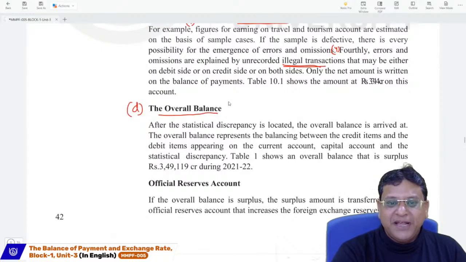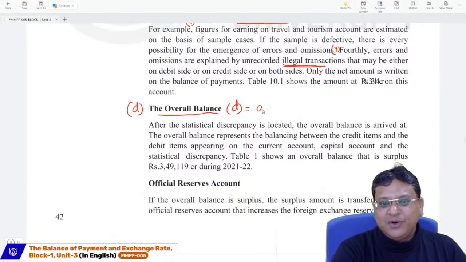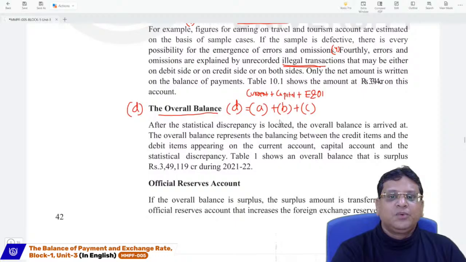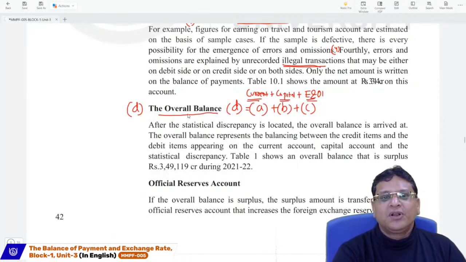If we add A, B, and C, we will get the overall balance. So what is overall balance? Overall balance is D. How is D obtained? D is equal to A plus B plus C. What is A? A is current account. What is B? B is capital account. What is C? C is error and omission, E and O. If you add all these things, we will get overall balance.